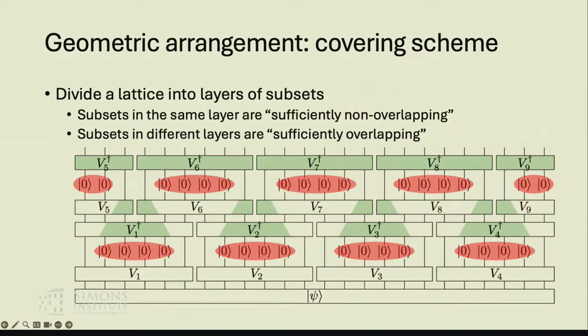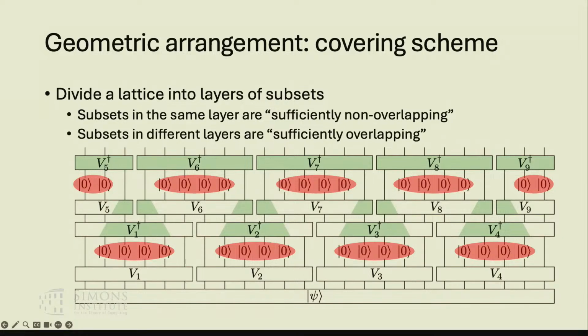Okay, so now I will just discuss what's the underlying principle for this geometric arrangement to work. So we can divide the lattice into subsets, which are the red stuff here. And there are two key principles going on here. The first principle is that subsets in the same layer are sufficiently non-overlapping. For example, in both the top and bottom layer, they are far away from each other, because now we can do the local inversion in parallel.